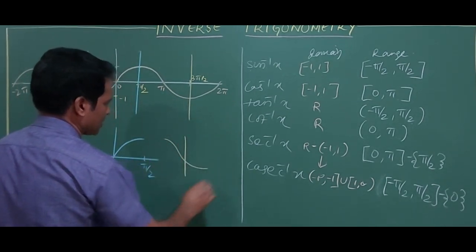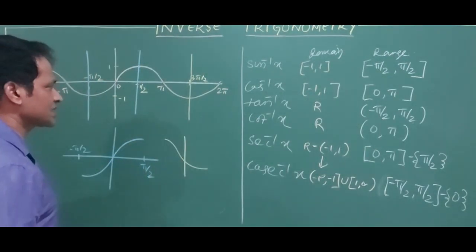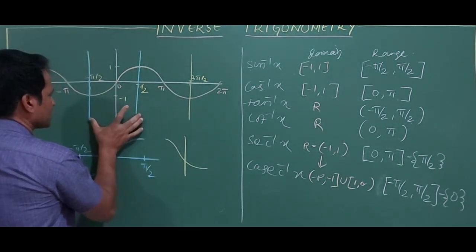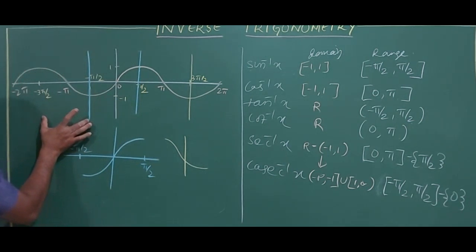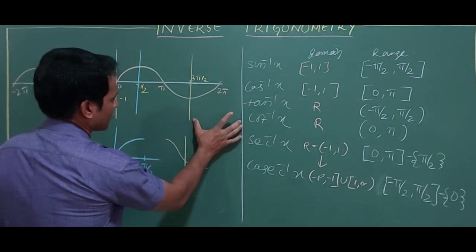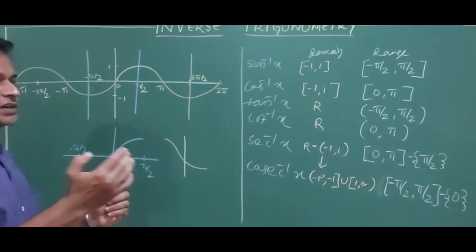If I draw a line parallel to the x-axis, you can see it is only cutting exactly one point. That means I can break it into these kinds of intervals. This is one interval, this is one interval. From here it is one interval, then minus 3 pi by 2, minus 5 pi by 2. This side also 3 pi by 2 to 5 pi by 2. That means I break it into small intervals.